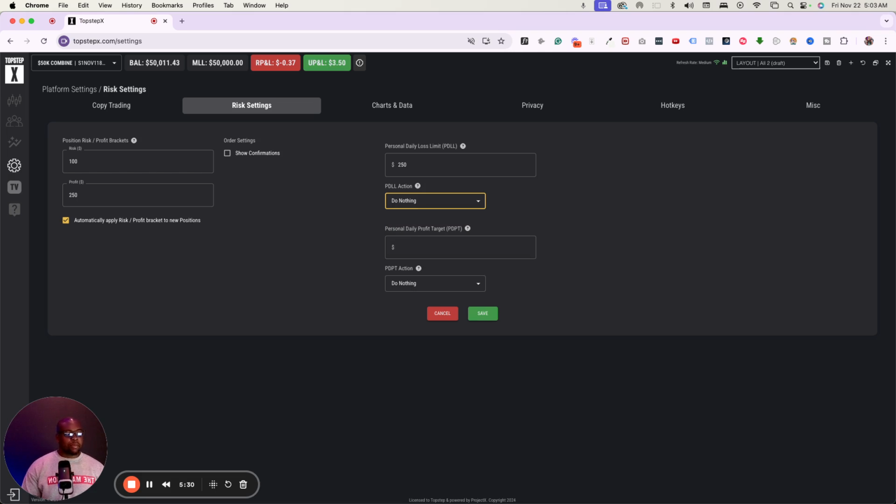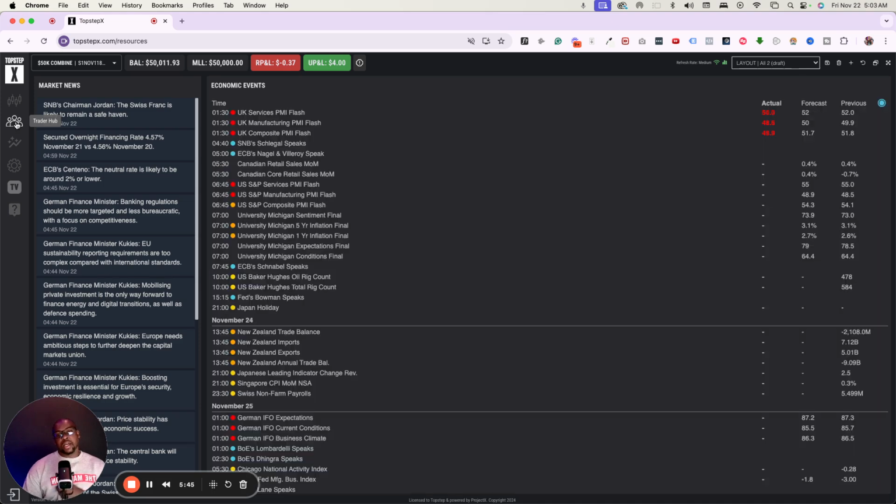Another thing that a lot of people aren't using, in my opinion, is news. There are two sites in particular that I recommend in regards to knowing what's going on with news. Topstep does have it here. If you go to your Trader Hub, you can see what's going on and what's upcoming, all the news and all the events that are happening that can affect the market. This is crucial to know.